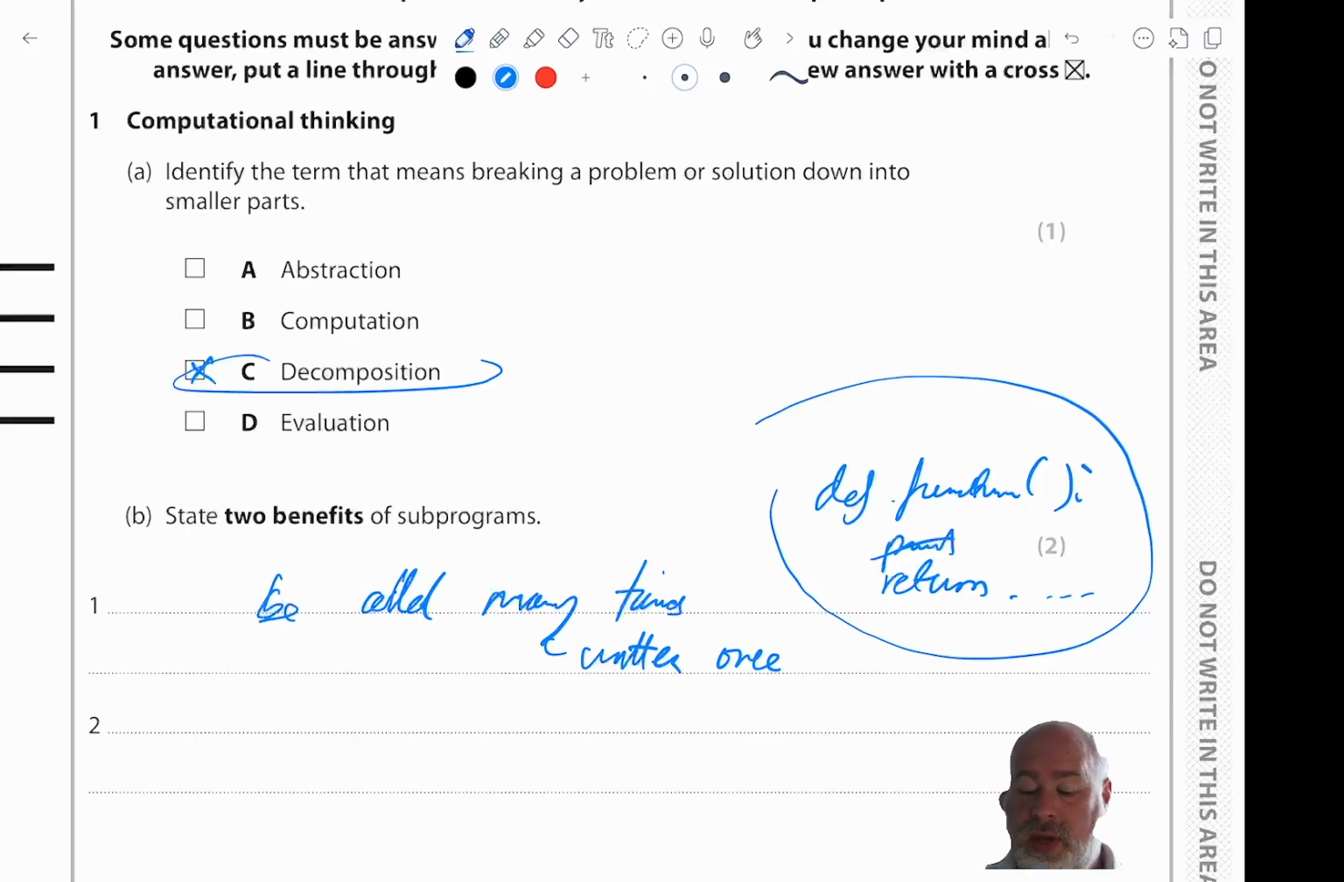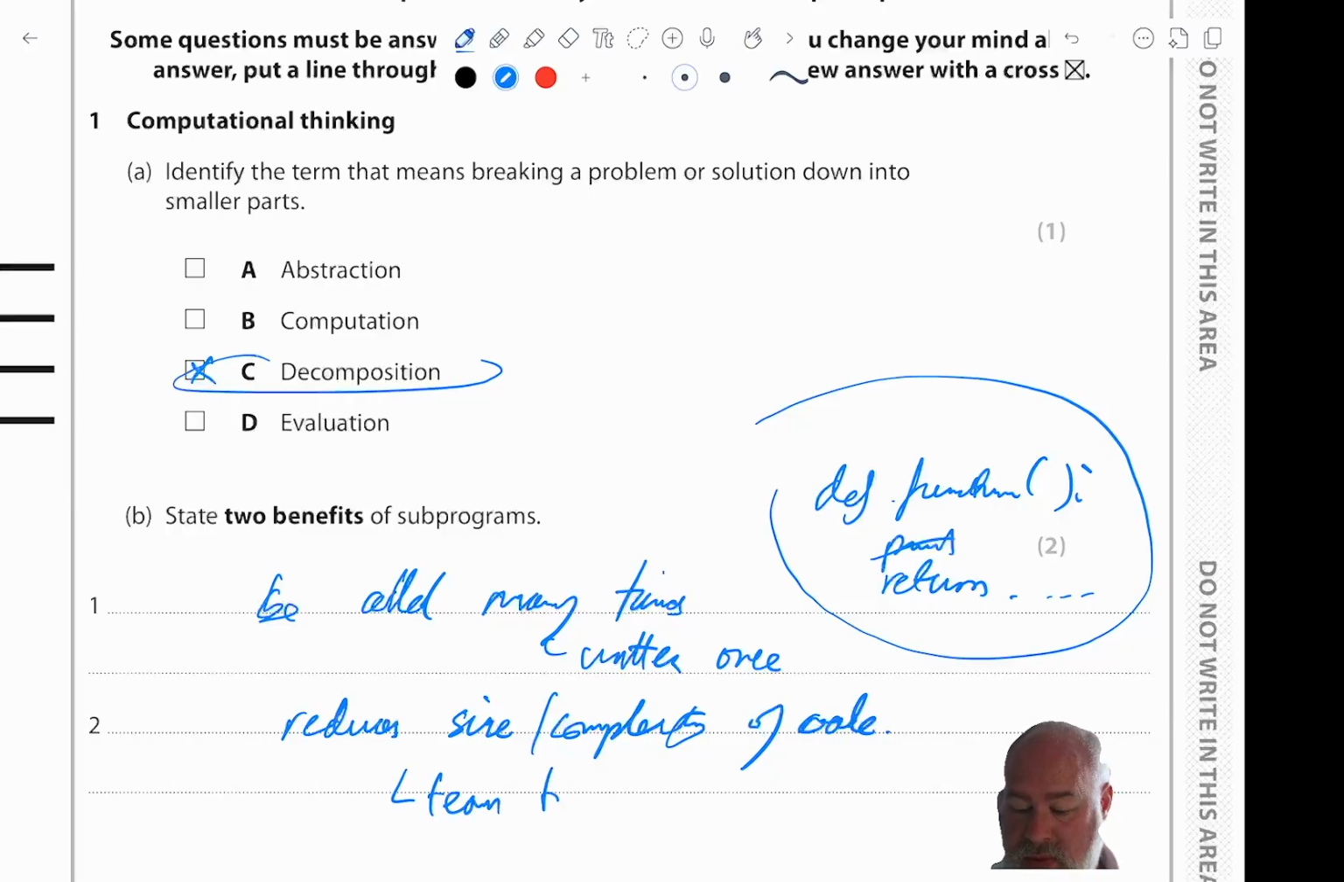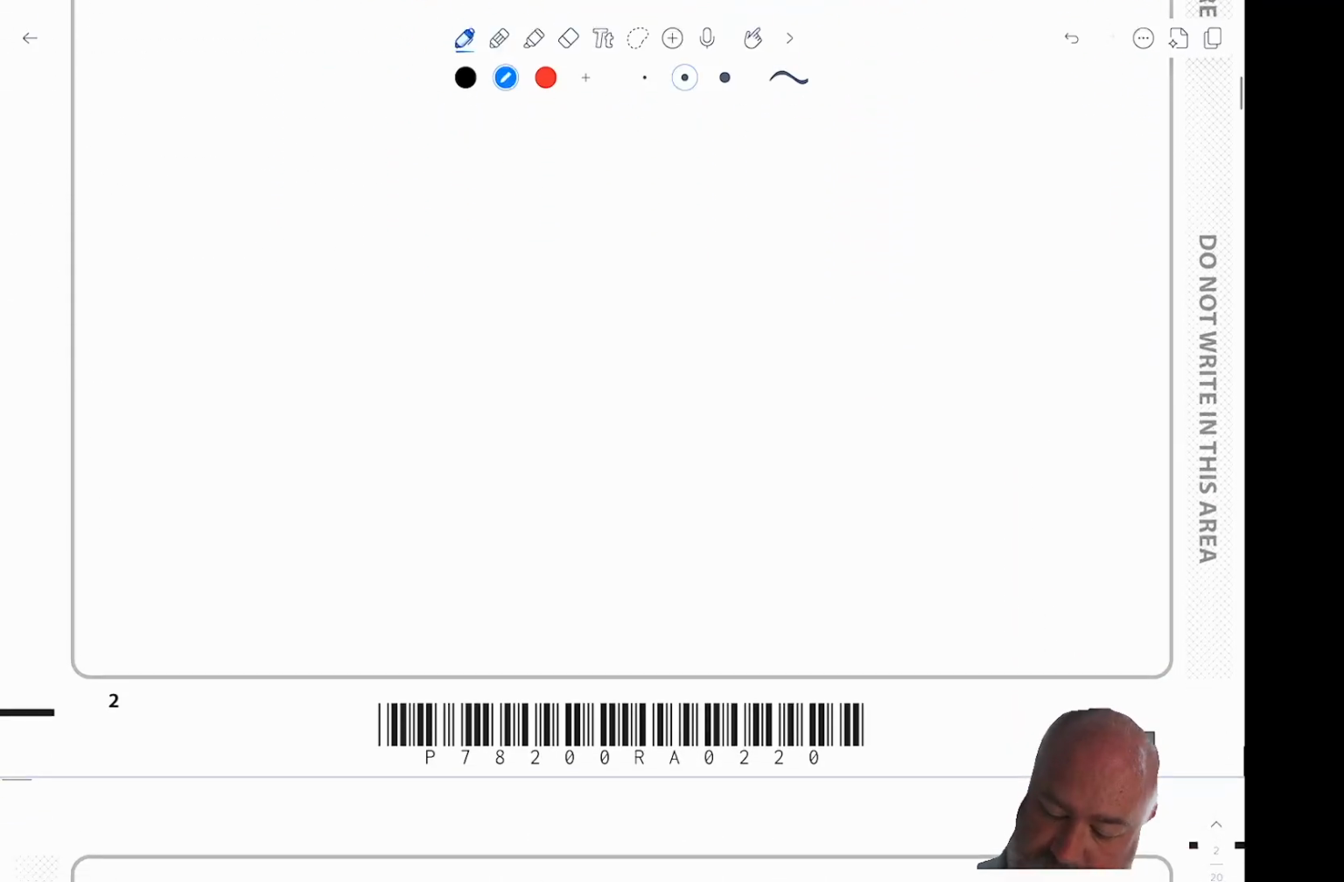So they can be used by programmers who didn't have the knowledge to write those subprograms in the first place. They've been grouped into libraries. Reduces size, complexity of code. Loads of different reasons you can have here. Allows a team to work on a project. Lots of different answers you could have for 2 marks.